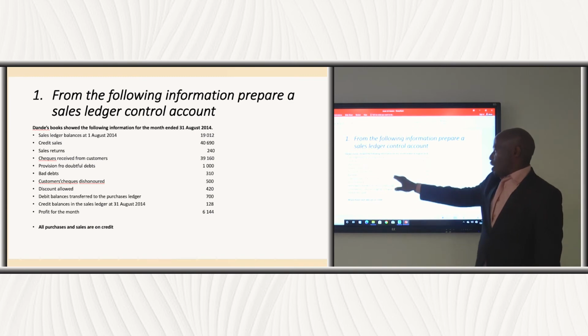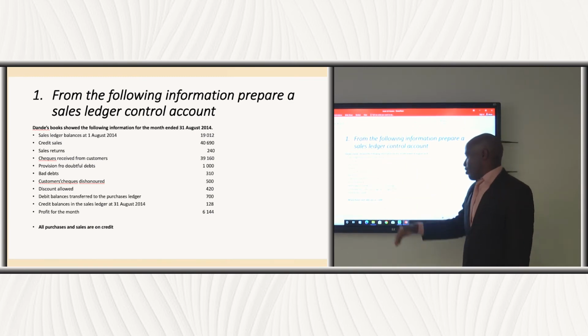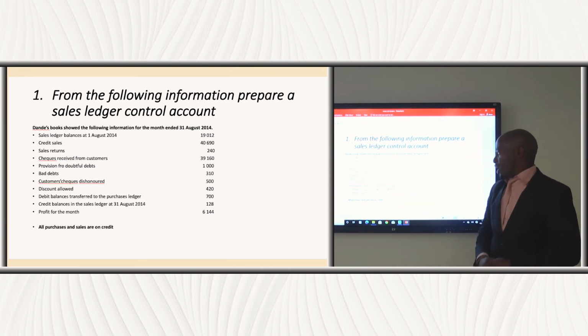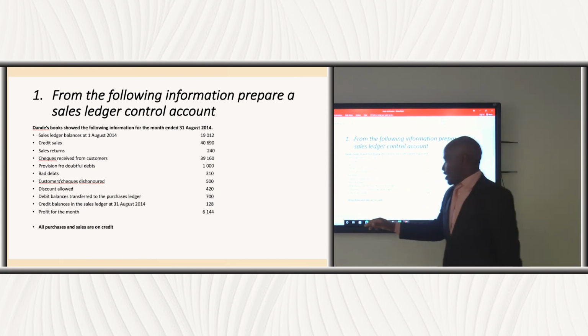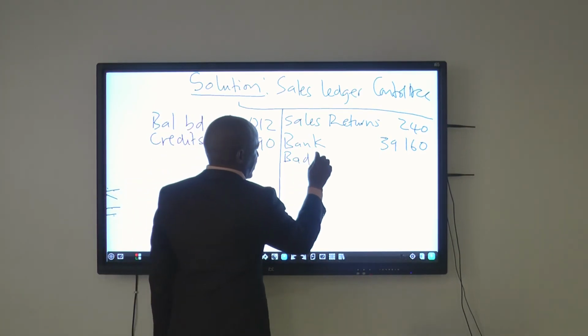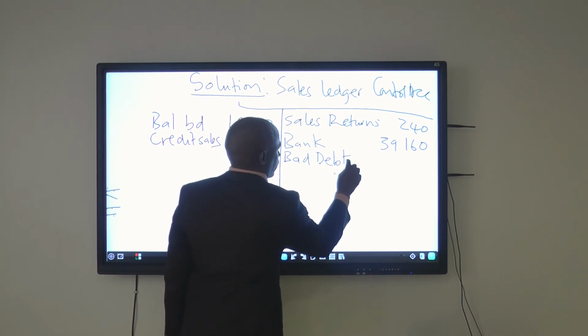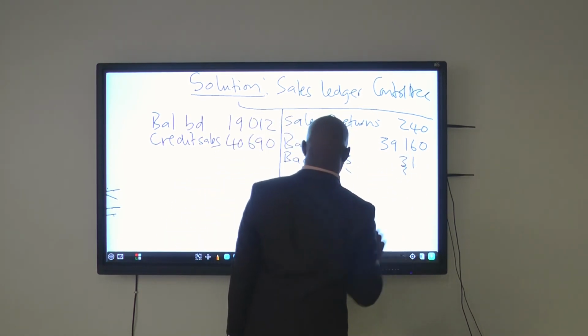Okay, so we are going to skip provision for doubtful debts and maybe look at the bad debts figure, which is $310. So these are bad debts written off. We say 310.